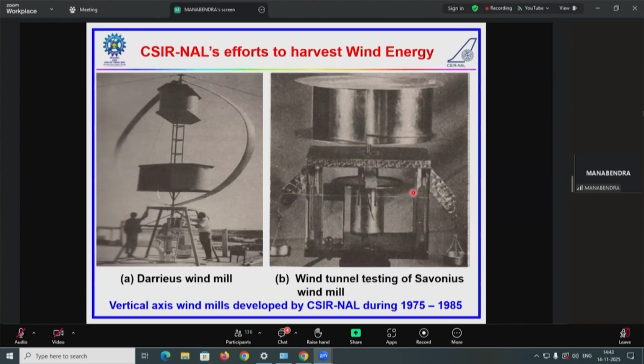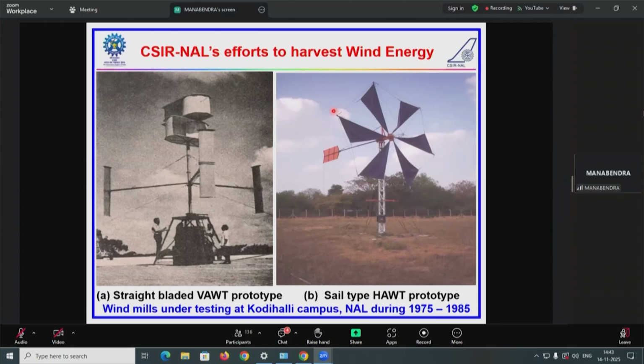Not just the horizontal axis wind turbine, NAL also tried to understand the performance and design aspects of the lift type vertical axis wind turbine. You see a Darrieus wind turbine, or the drag type of vertical axis wind turbine, a Savonius rotor. You can see over here even various architectures of the lift type vertical axis wind turbine with straight blades. We call them gyro mills, made not just of metals or composites, but also of fabric. Here you can see an example of a sail type horizontal axis wind turbine prototype that was installed at NAL during the 1970s and 80s to understand the operation and the design aspects of wind turbines.